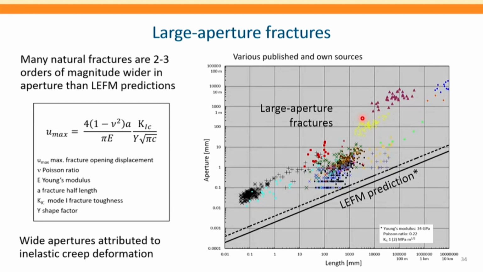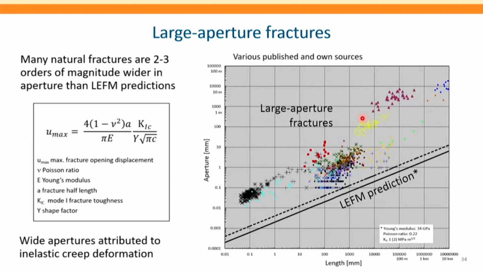So I think the explanation for this is it's just not elastic. It is what we call creep deformation. It could be crystal plasticity. It could be solution precipitation creep. Different types of permanent strain, just not elastic. Elastic, there's not enough give there.